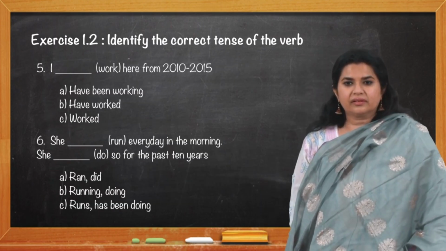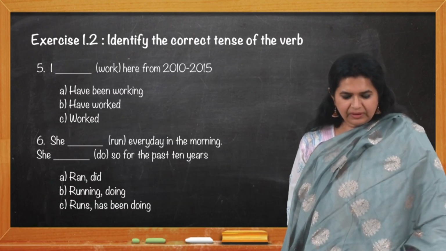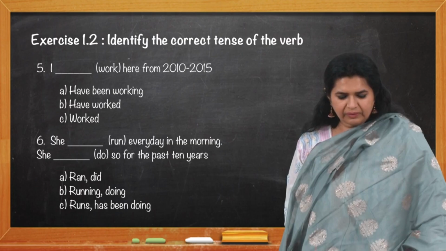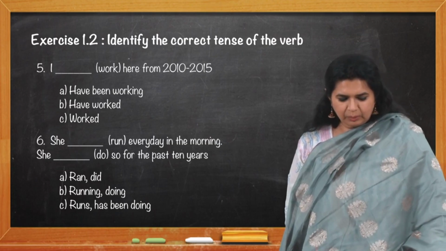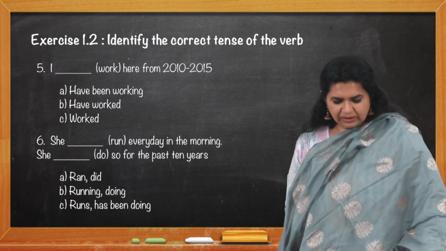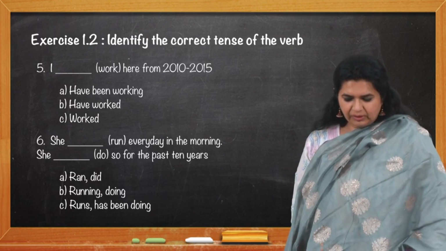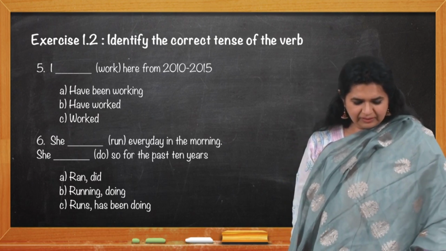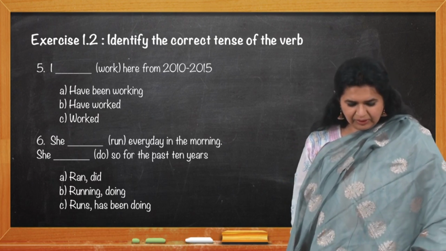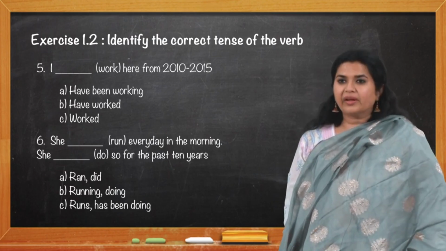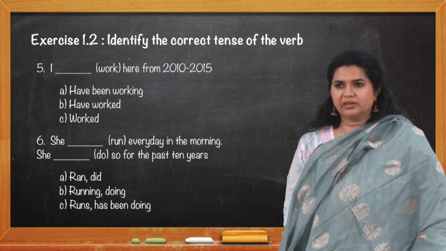Next exercise. I dash work here from 2010 to 2015: have been working, have worked, worked. She dash run every day in the morning, she dash do so for the past 10 years: ran, did; running, doing; runs, has been doing. Which is the best pair?